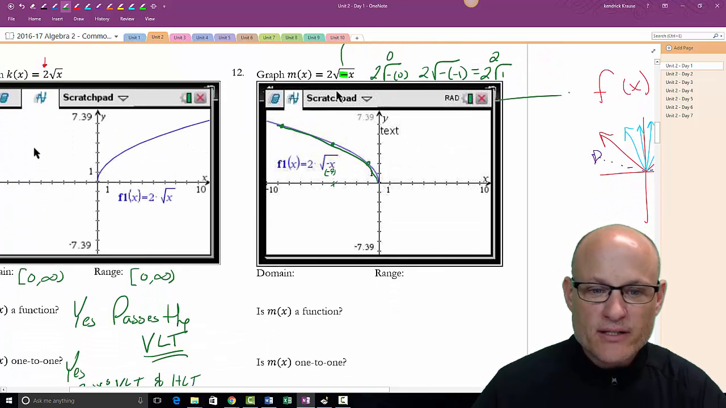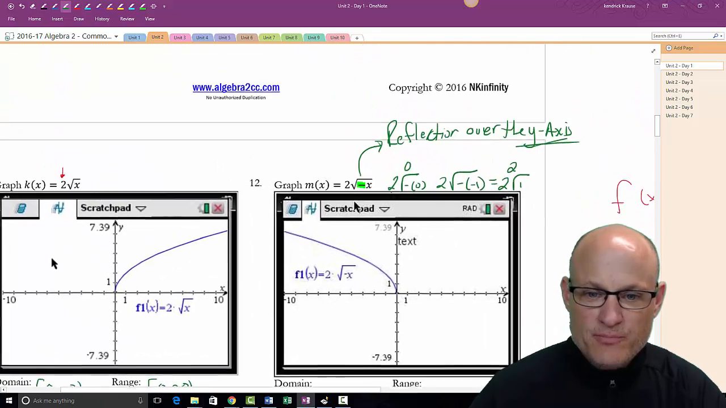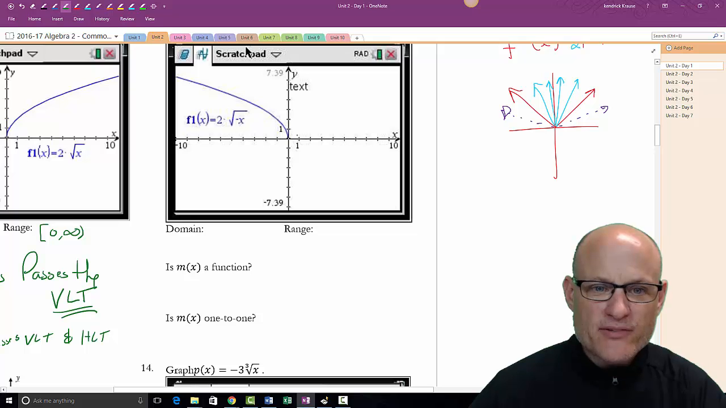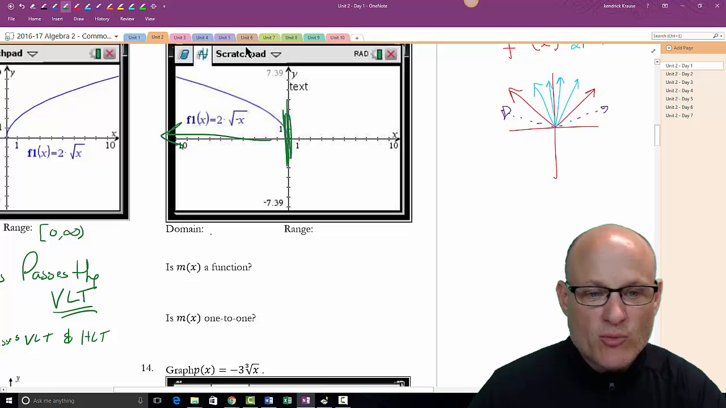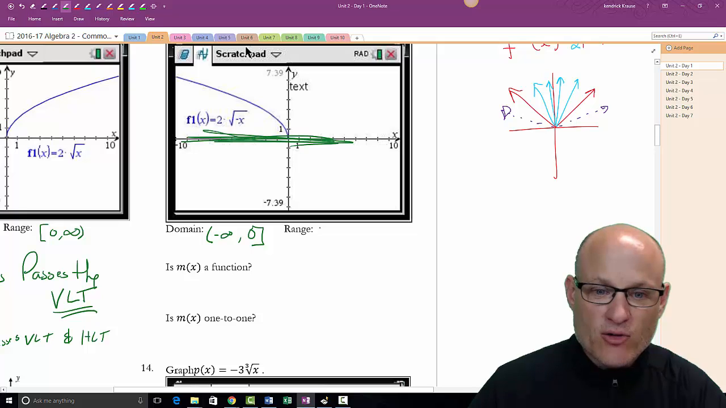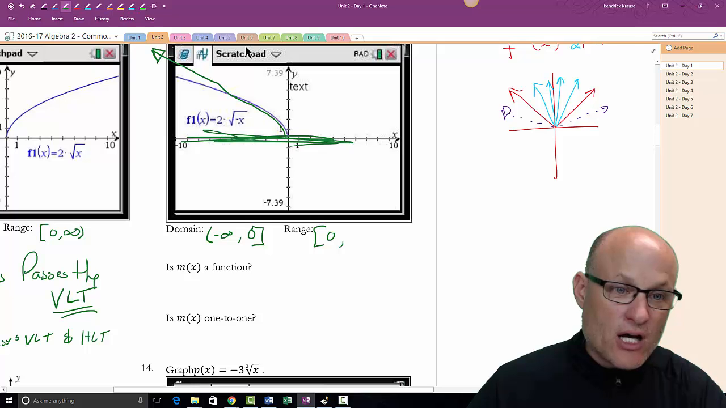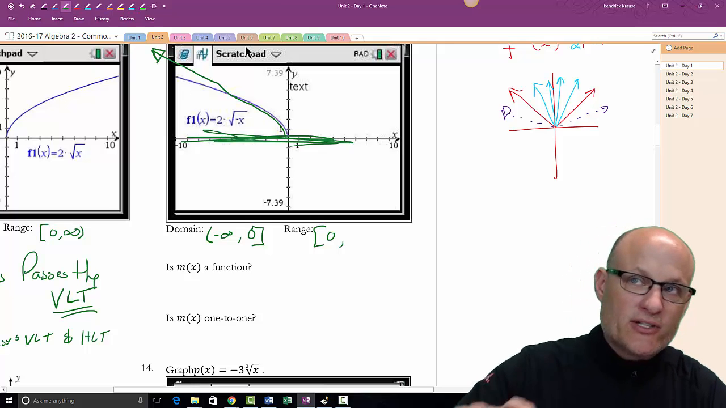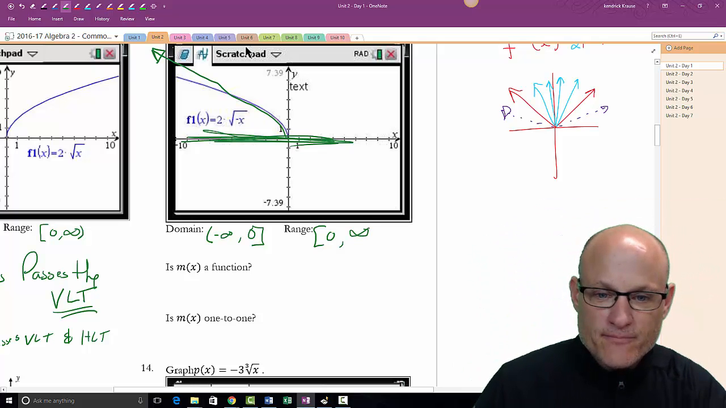All right, let's talk about domain. Domain. What is the smallest x value? Well, the biggest x value is right here. The smallest x value is way over here. So if I'm talking about domain, it's from negative infinity to 0 bracket. What about range? Well, the lowest y value is still 0, so that goes on the left. And it goes forever and ever and ever up. I don't care that it's going left, it's still going up. And since it's going up, it's going to positive infinity.